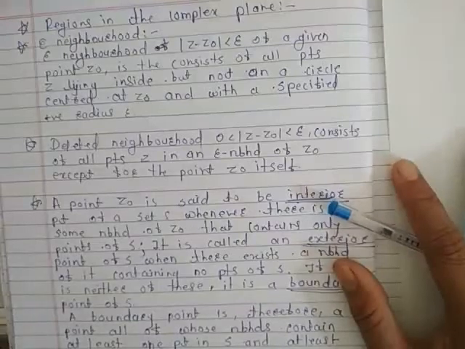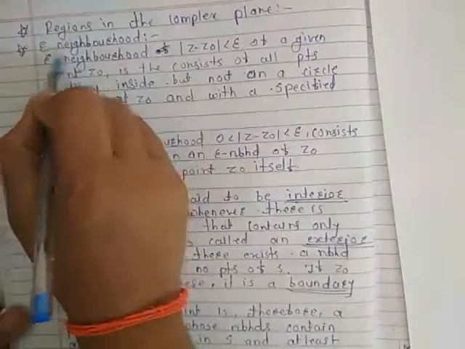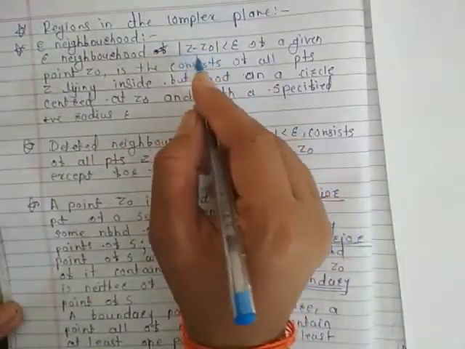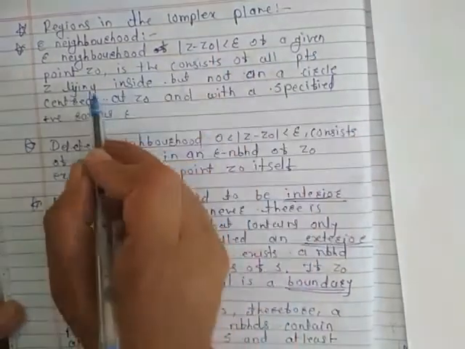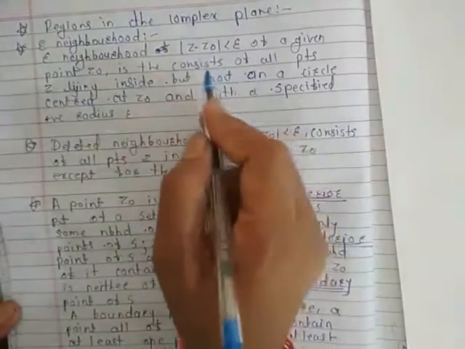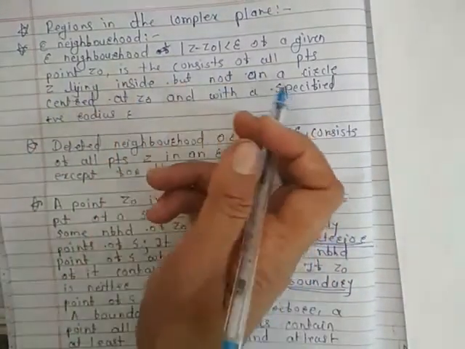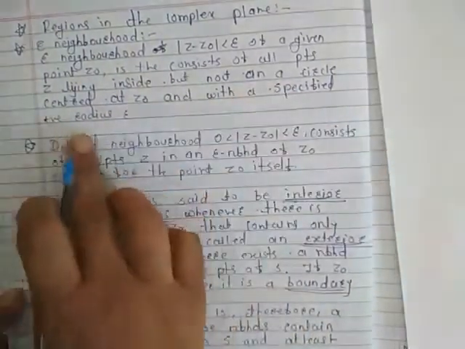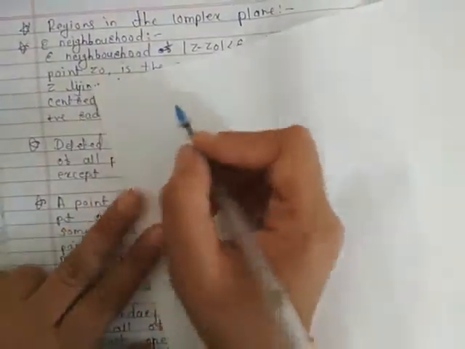Students, in this video we are going to discuss regions in the complex plane, in which the first definition is epsilon neighborhood. Epsilon neighborhood: modulus of z minus z0 is strictly less than epsilon, of a given point z0. It consists of all points z lying inside but not on a circle centered at z0 with a specified positive radius epsilon. What is meant by epsilon neighborhood?